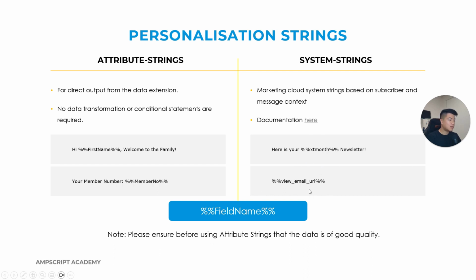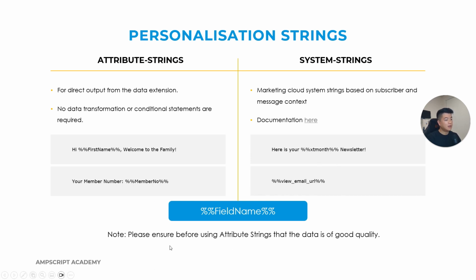The view email URL is another common one. You'll see at the top of the header of the email where you can view the email as a web page online. This is a system personalization string that you can insert into the link. So this is also very useful.